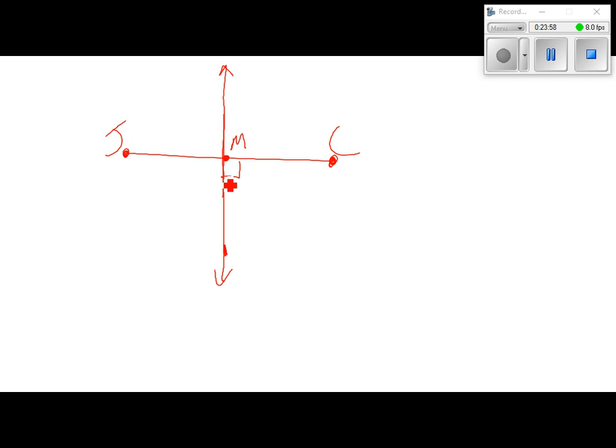Now what I'm going to do is pick a point at random, just some point that falls on that line, since I already sort of have a point right there.